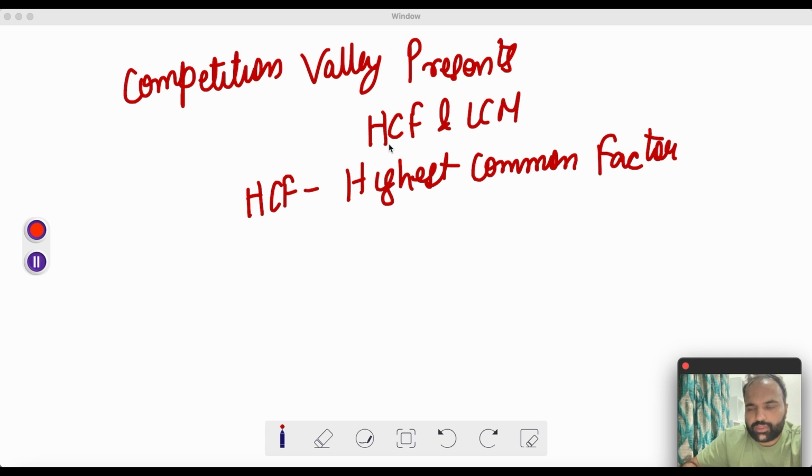Today we are going to study something that we have been very familiar with. It's HCF and LCM, a very easy, very commonly heard of topic. So we'll start directly with the concept. HCF, we all know, is the highest common factor. Now when we say highest common factor, what do we actually mean?